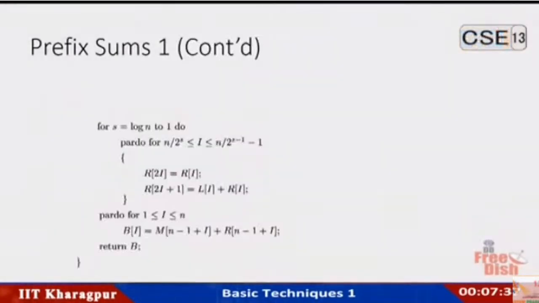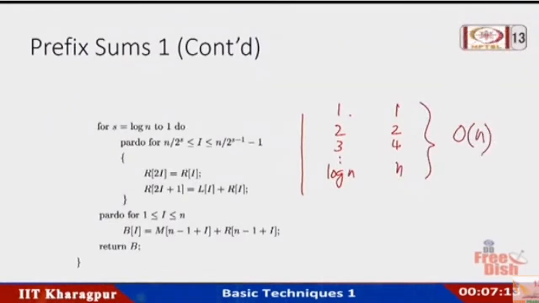Similar is the case with the top to bottom phase. Here again there are log n steps. In the first step, the degree of parallelism is 1. In the second step, the degree of parallelism is 2. In the third step, the degree of parallelism is 4, and so on. So in the log n step, the degree of parallelism is n. So here again, the total cost is order of n. Using n by log n processors in order of log n time, we can execute this using Brent's scheduling principle.